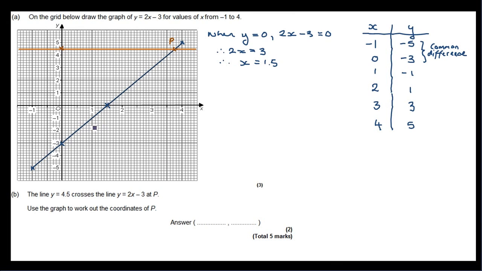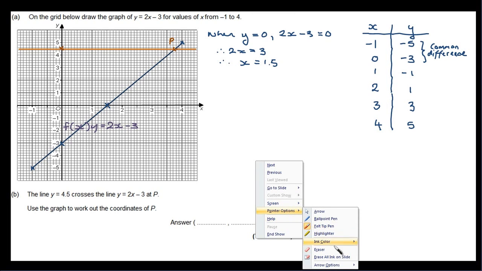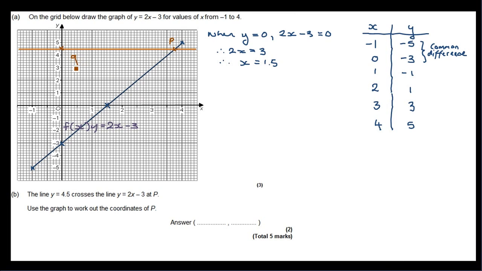So let's do that. Let's use a different colour here. So this line is y equals 2x minus 3. We could call that, I suppose, our first function, f of x. And if I change the colour of my pen, we'll call this g of x, just to differentiate it. g of x equals y equals 4.5.